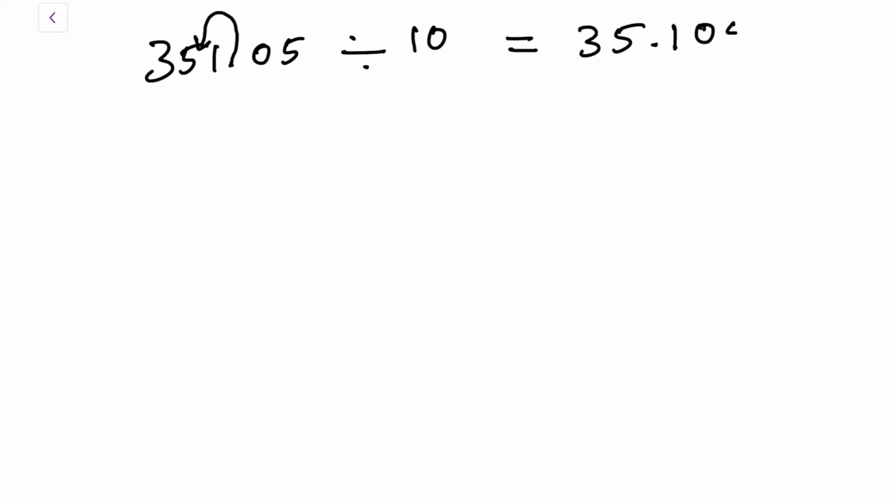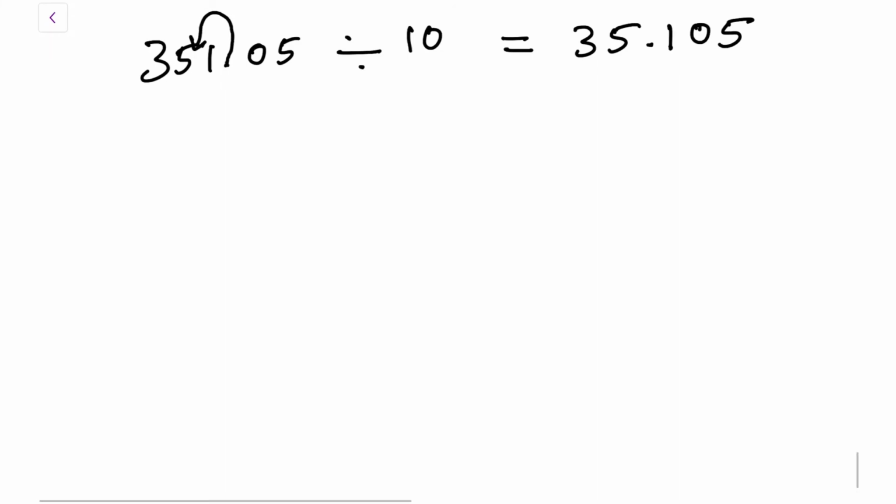Okay, now tell me, what is this? 351.05 divided by 10. What happens when you divide a decimal number with 10, 100 and 1000? That's right, when you divide it with 10, the decimal point moves 1 place to the left. So it comes here. The answer is 35.105. Alright. Unlike multiplication, here the decimal point moves to the left. In multiplication, the decimal point moves to the right.